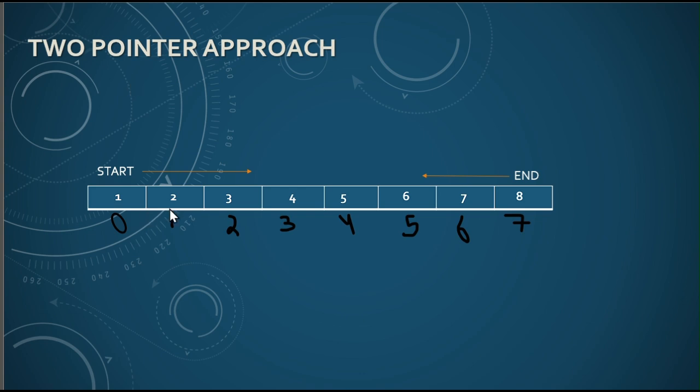We have an array 1 2 3 4 5 6 7 8, and we need to reverse this. We can use two pointers, one from the 0 index and another from the last index of the array. So here we declare a start variable, and here we declare an end variable. We move the start variable from left to right, and the end variable from right to left. Okay, so let's move on to another slide.